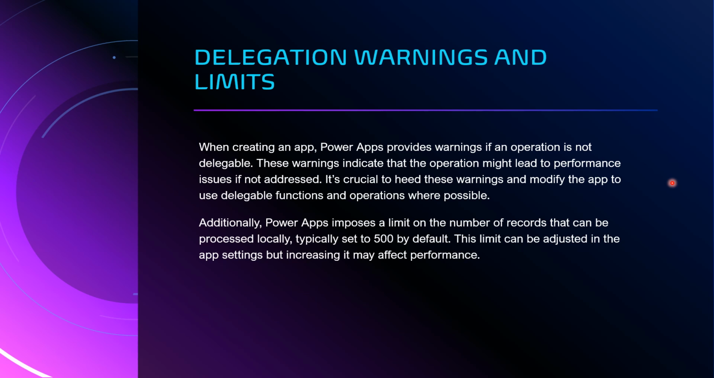Power Apps imposes a limit on the number of records that can be processed locally, and that is by default set to 500. This limit can be adjusted in the app settings, but increasing it may cause performance issues.